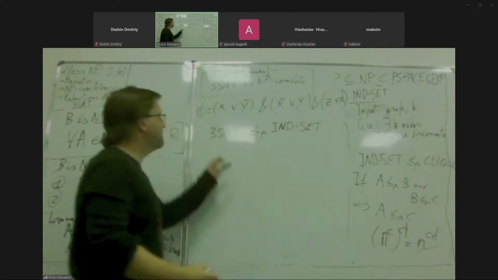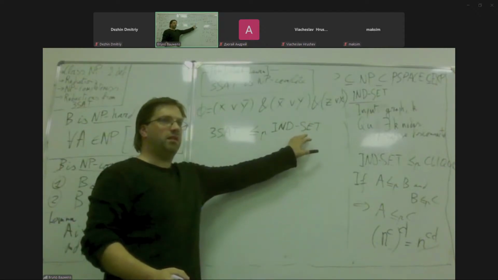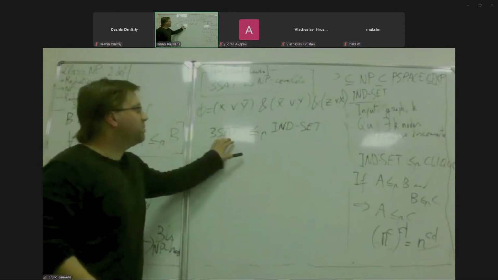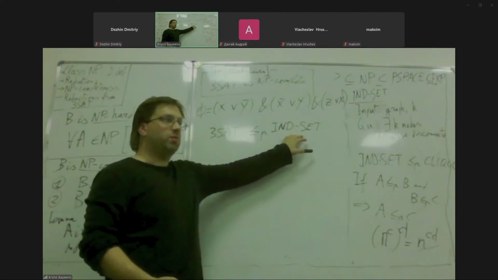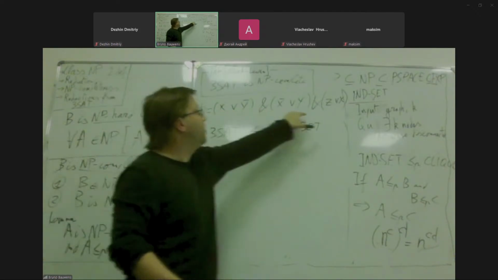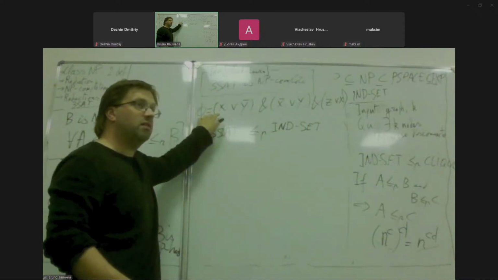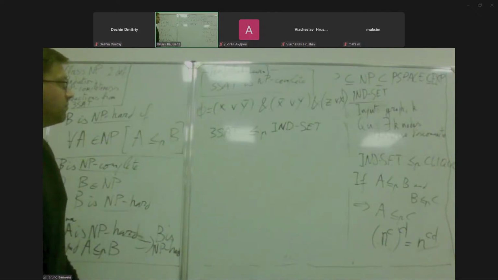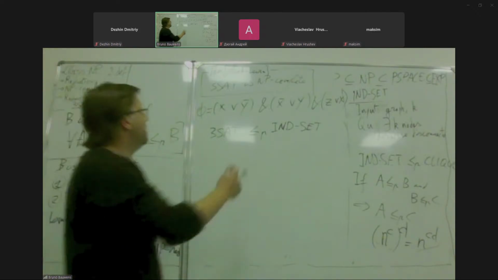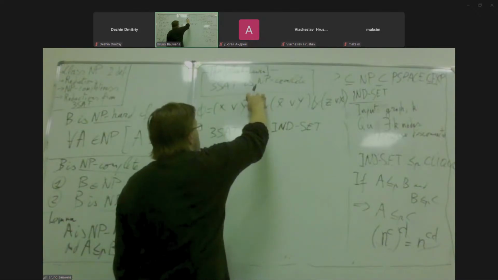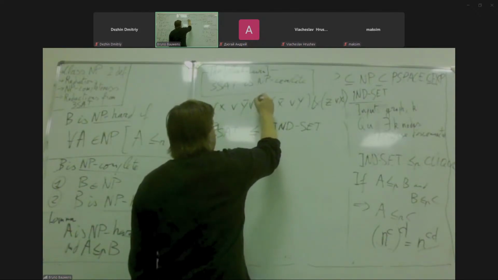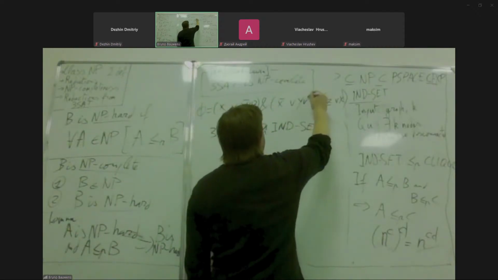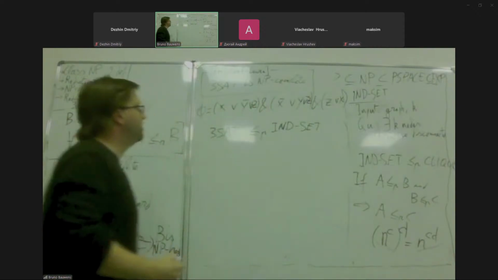So I will make a reduction from 3-SAT to independent set. That means we need a function mapping an input from this problem to this problem. So let's do it with an example. Here we have a formula from 3-SAT. Every clause has length at most 3. And for convenience, let's add some clause of length 3, to make the picture a bit nicer.